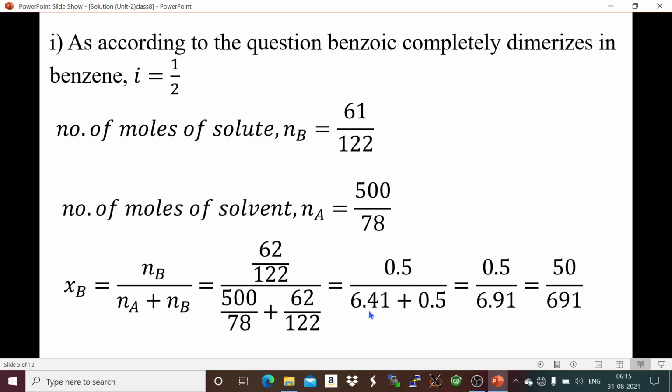Calculate 0.5 over 6.91 plus 0.5. So this value you see, the NA value is greater than the NB value. So in the denominator part, generally we neglect this part. For a dilute solution we just write NB by NA. So with simple calculation you can also neglect this value, and the result has just a point-something difference. So 6.91 and 0.5, so 50 by 691.